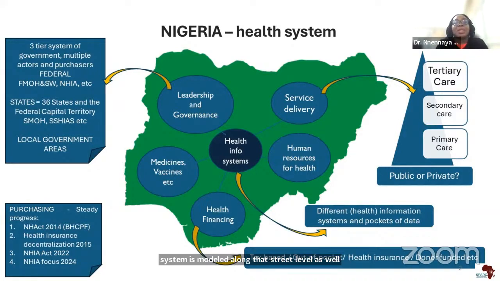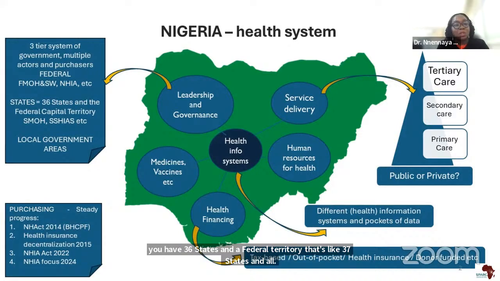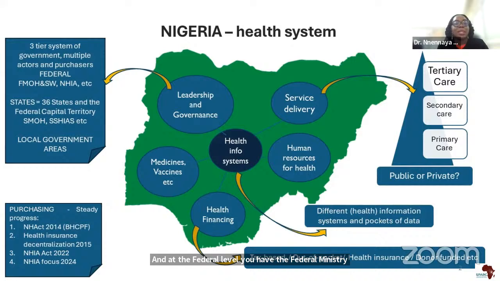You have 36 states and a Federal Capital Territory, that's 37 in all. At the federal level, you have the Federal Ministry of Health and Social Welfare, with its agencies, including the National Health Insurance Authority. At the state level, you have the state ministries of health, the state health insurance agencies, and other organizations. Then, like I mentioned, you have the local government areas as well.